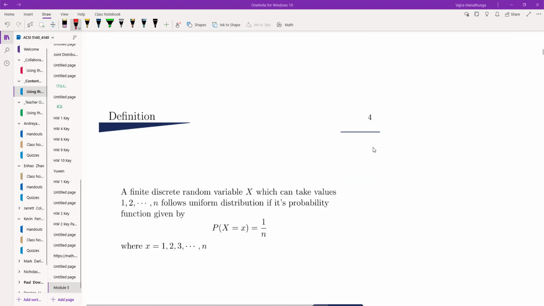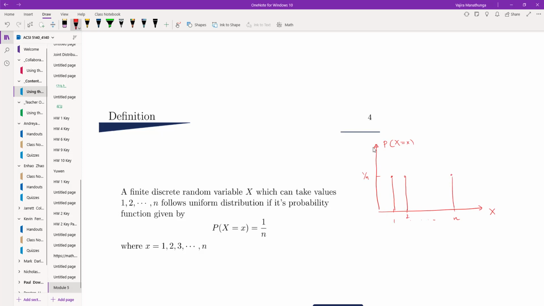So let's say X is a random variable which can take values 1 to n. Then it follows a uniform distribution if its probability function is given by this formula. Let me draw it to be clear what this means. If this is a random variable which takes discrete values, and this side shows the probability mass function, then we have 1 all the way up to n, and the probability is 1 over n. So you can draw something like this. If this is 2, and then this is 1 over n.